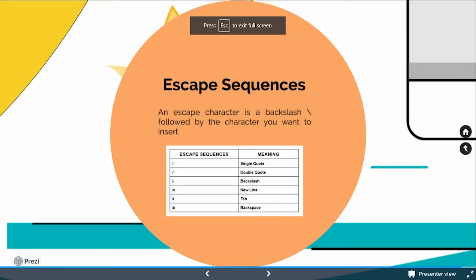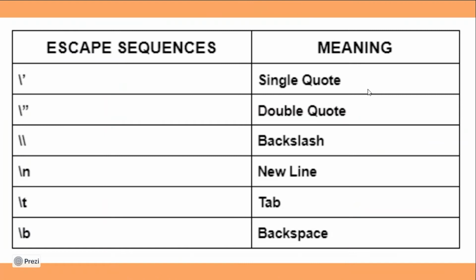Now we will see what are escape sequences. An escape character is a backslash followed by the character you want to insert. For single quote, we use backslash with a single quote. For double quote, we use backslash with double quotes. For backslash, we use double backslashes. For new line, we use backslash with N. For tab, we use backslash with T. And for backspace, we use backslash with B.